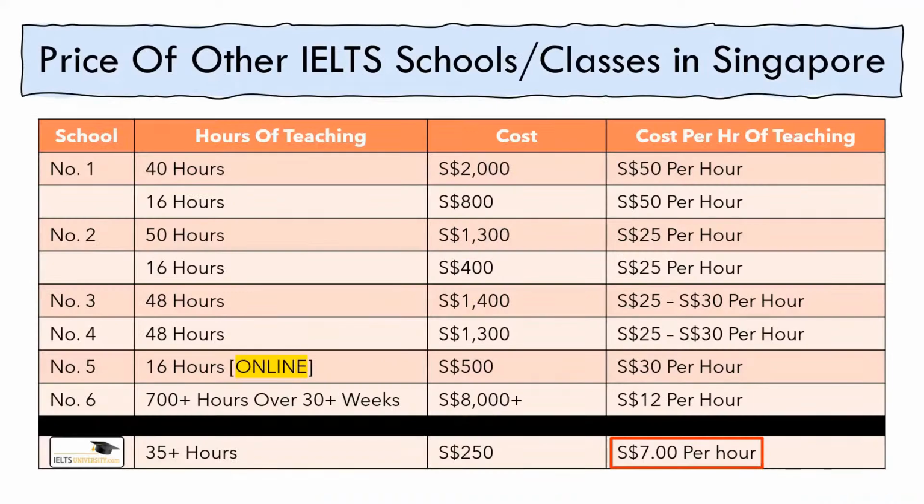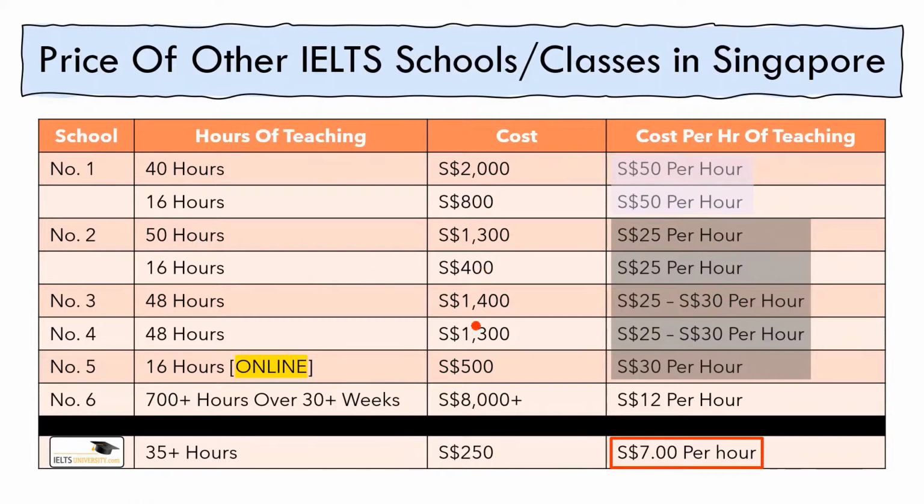This is a table I asked someone to do some research about all the different IELTS classes in Singapore. And this was the table that was given to me, all right? Other schools, I'm not going to write the name down, but this is what is being offered if you search around. The highest in terms of cost per hour of teaching, $50 per hour in this particular school. You're paying that much, $2,000 or $800. Most of the other schools are actually around 25 to 30 Singapore dollars per hour, okay? Much lower than this, all right?